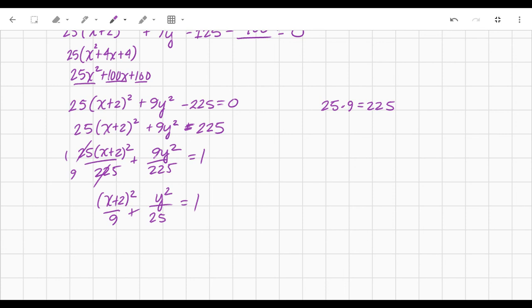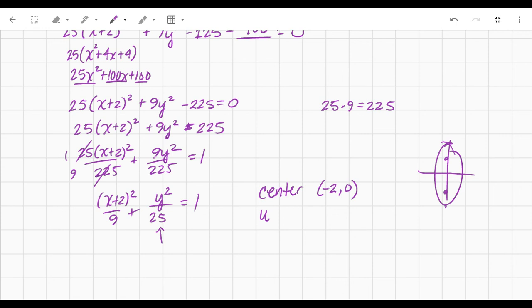So a couple things here. It would be centered at negative 2, 0. Since the bigger number is under y, it's going to be shaped like this. It's not asking for the vertices, so we don't have to really worry about the vertices at all. But know that the vertices would be up and down. So when you calculate C, your foci are also going to be up and down.